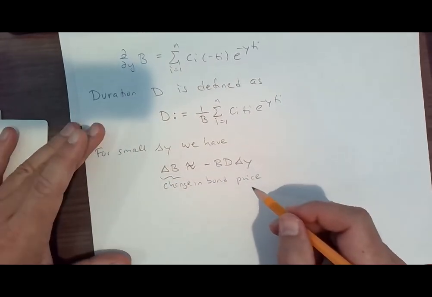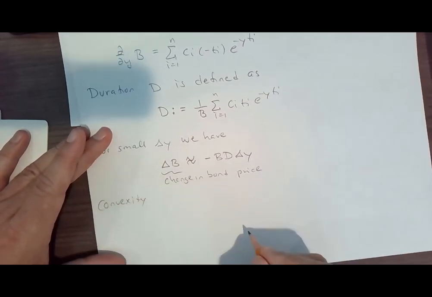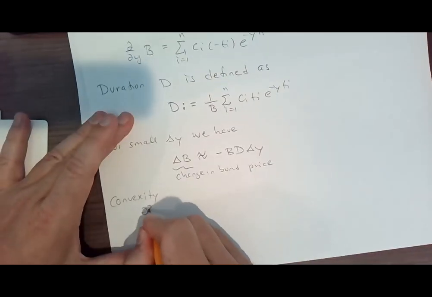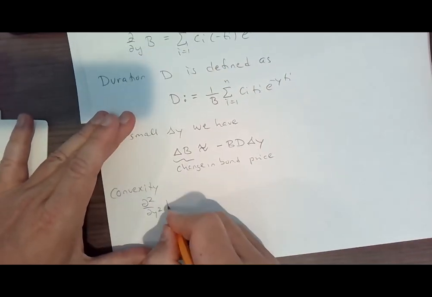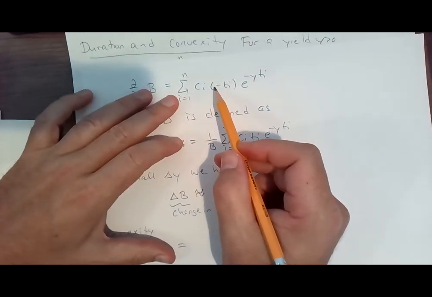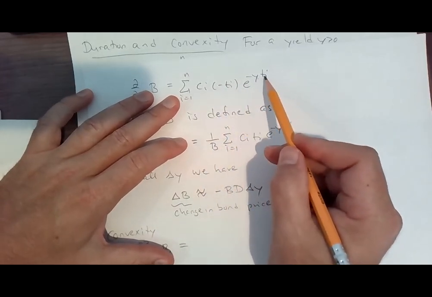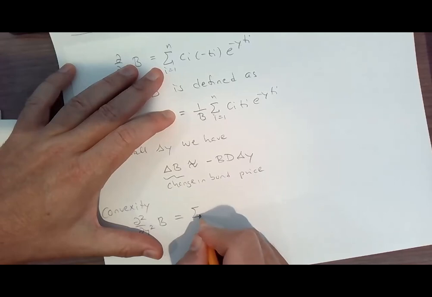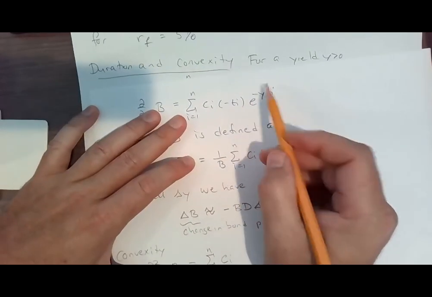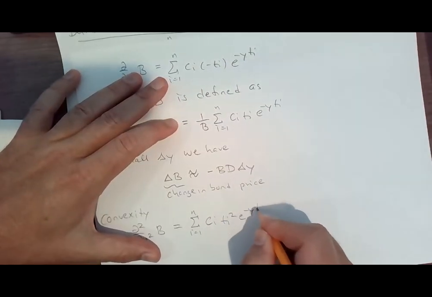And so to make this more accurate, you can look at convexity. And convexity, well, then you just compute, instead of first derivative, you compute a second derivative. And if I compute a second derivative here, the only thing that changes is that I'll get another minus sign down, and then I'll have another TI coming down. So this one here will be, I'll have my CI, and then I'll get another derivative, so it'll be TI squared, e to the minus y TI.